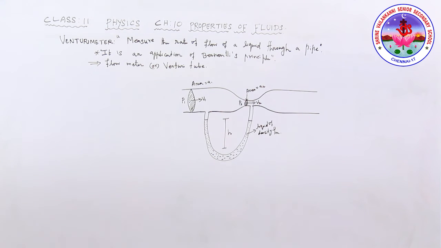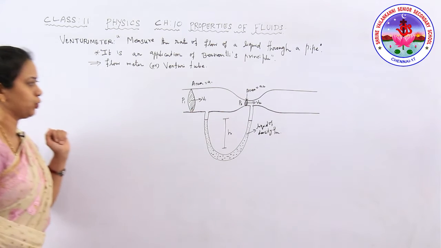See the construction, students. See the diagram. This shows that it consists of a horizontal tube having a wider opening of cross section A1 and a narrow opening of cross section A2, right?